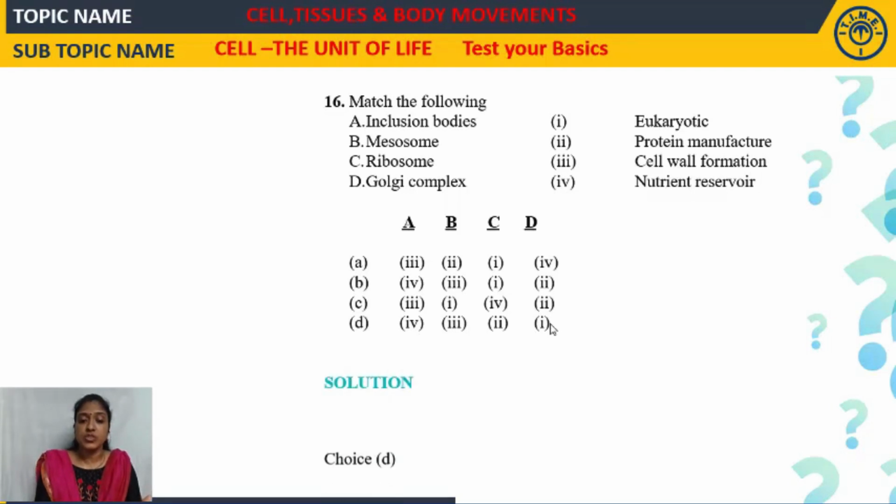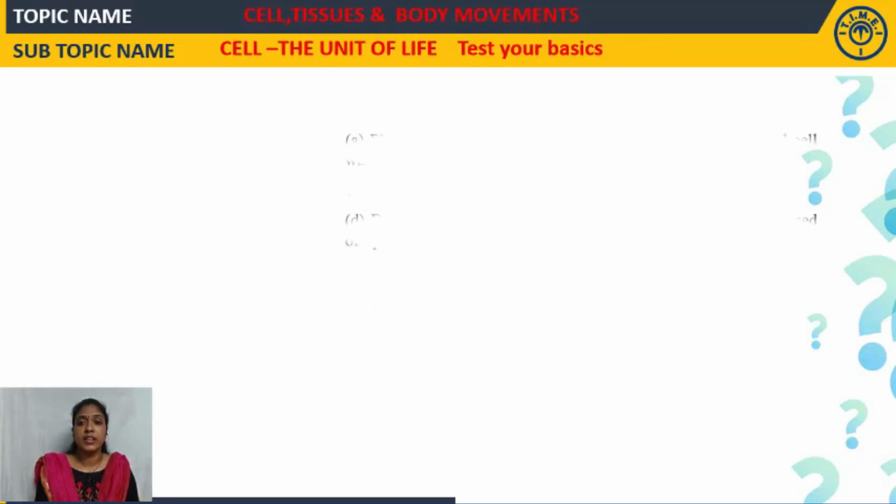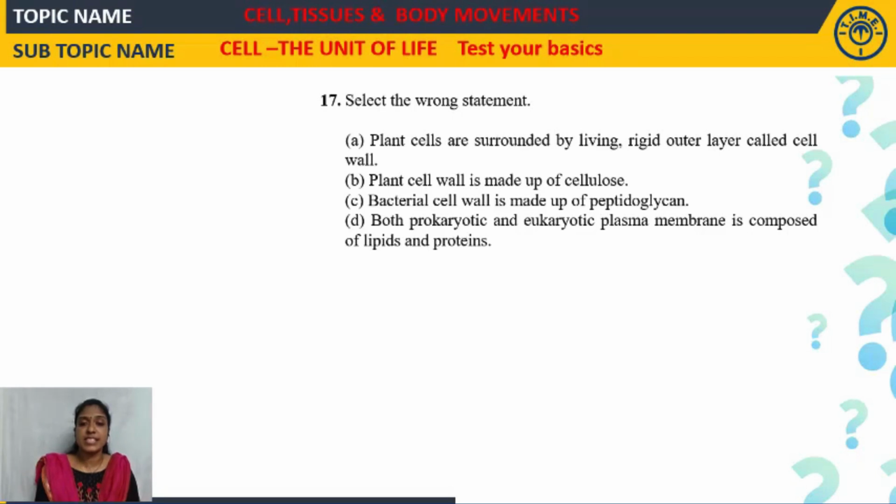So, solution D is the correct option. Then, question number 17, select the wrong statement. So, we have to select the wrong statements. You have to read the statements carefully. Then only you can make out which statement is wrong or right.